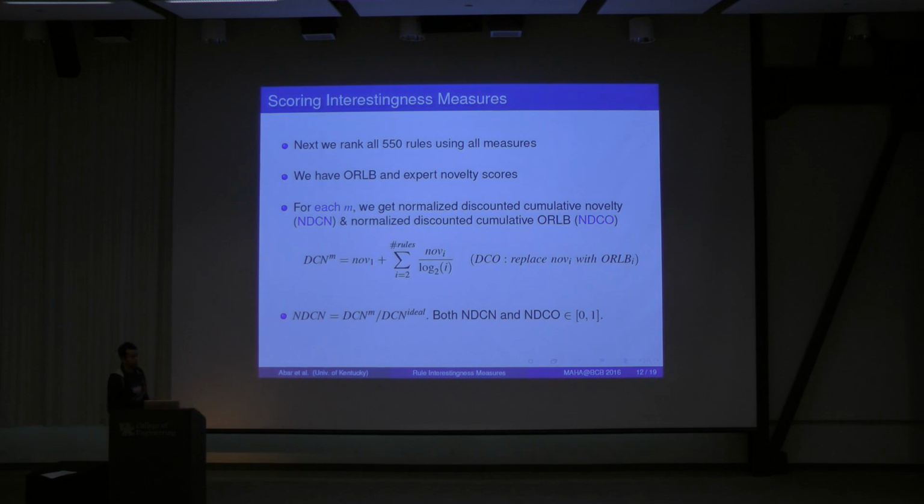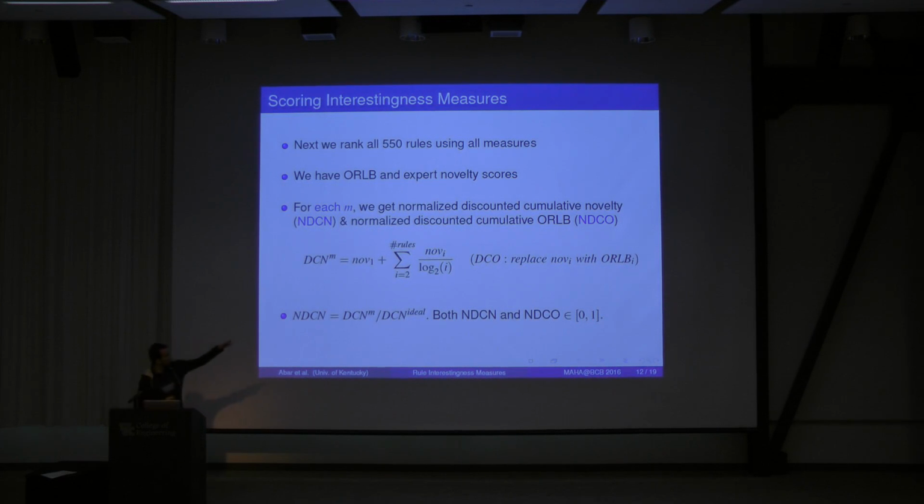Now we have two important values. The odds ratio lower one, which is a very good approach in this kind of studies, and another one is the expert score. For each one we get the normalized discounted cumulative novelty and the normalized discounted cumulative for odds ratio lower one. What's the discount? You already explained normalized. What's discount?